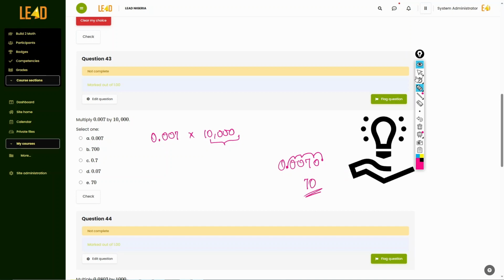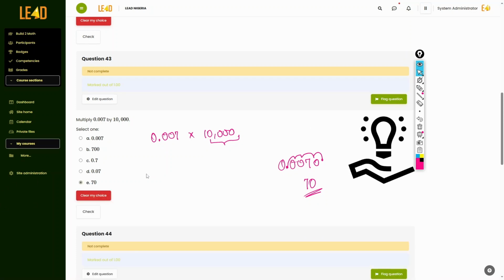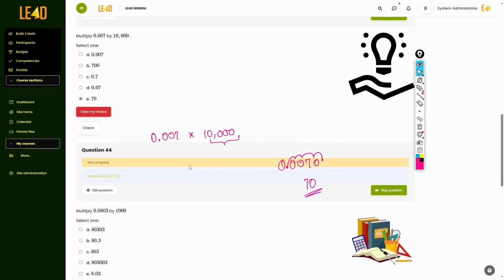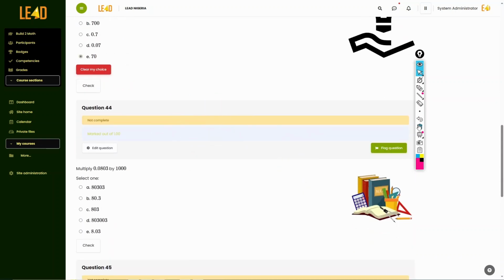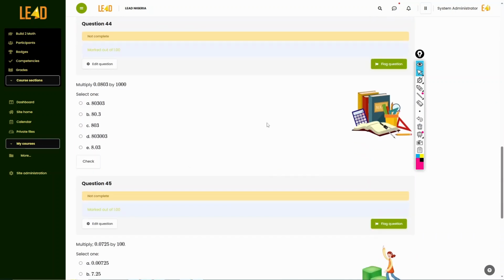The answer is 70. Because 70 point is 70, right? 70 point is 70. So that's for 43. 44, 0 point multiply. We're asked to multiply 0.0803 by 1000.